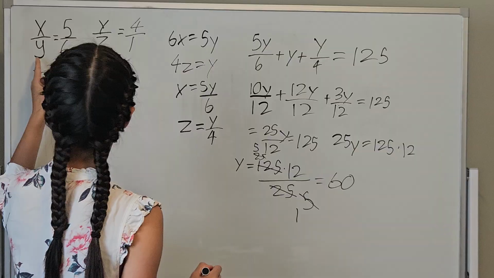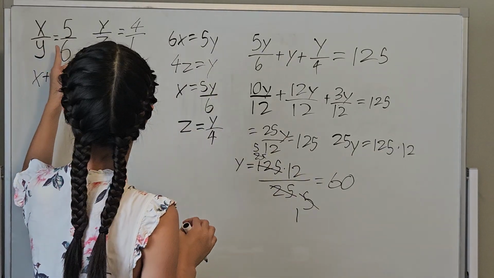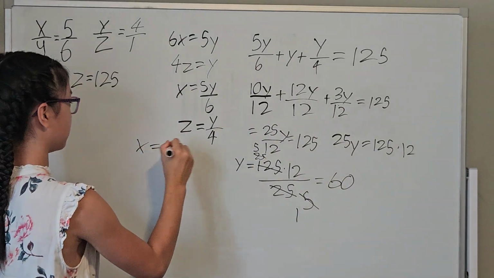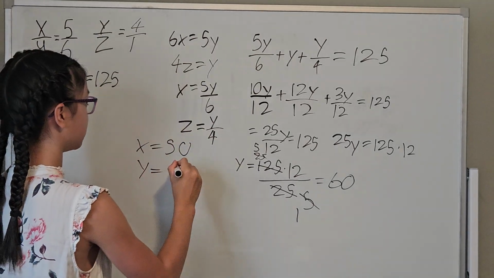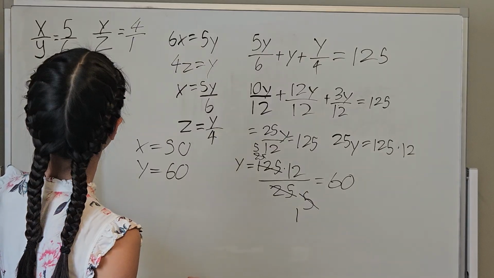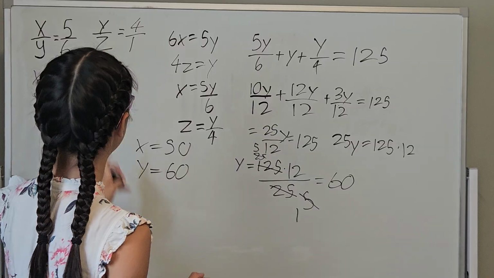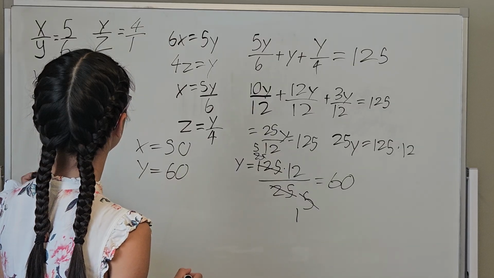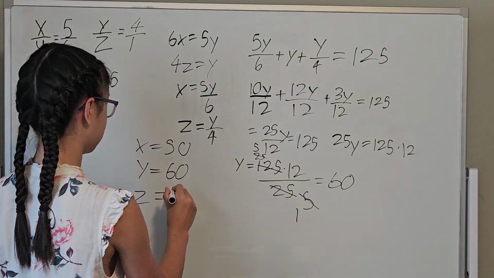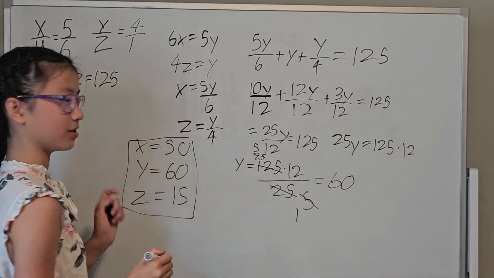So if we know y equals 60, which is 6 times 10, we need to do the same thing to x, which means we need to do 5 times 10, which gets x equals 50, y equals 60. And we know y equals 60, which means we need to find z, and we need to times the top and bottom by 15. So if we times z by 15, we get z equals 15. So this also works. The answers are all the same.